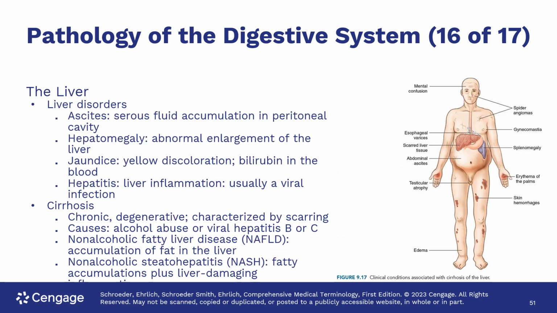Liver disease includes ascites, which is fluid accumulation in the peritoneal cavity. Hepato is liver, megaly is enlargement, so hepatomegaly is enlargement of the liver. Jaundice is where the skin appears to be yellow due to bilirubin in the blood, and hepatitis is what? Inflammation of the liver. If y'all don't know what itis is by now, you have not been paying attention. Cirrhosis of the liver is scarring due to alcohol abuse, infection, or inflammation due to excessive fat accumulation.